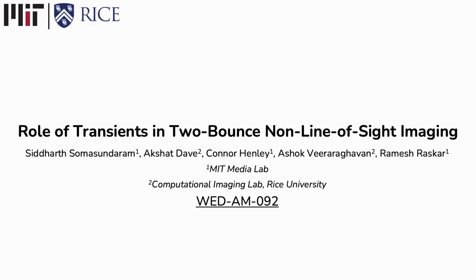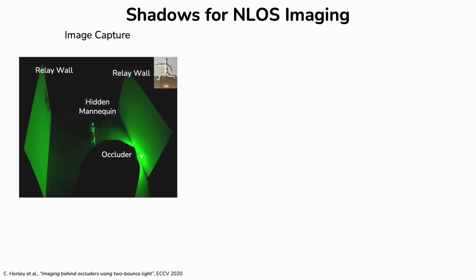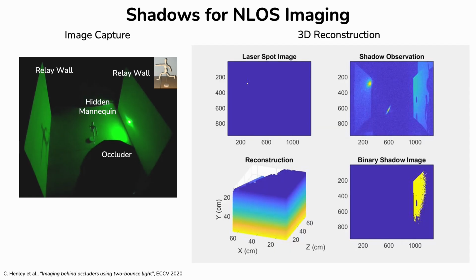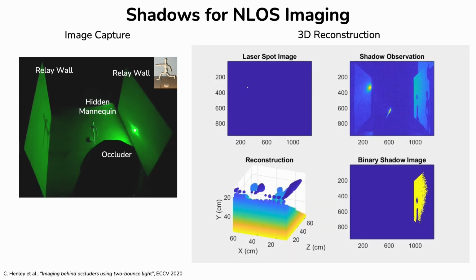In this work, we present the role of transients in two-bounce non-line-of-sight imaging. Prior works have shown that objects behind occluders can be imaged using its cast shadows. A laser spot illuminates a surface on one side of the object, and a camera measures the shadows on the other side. Using multiple shadow images, it is possible to reconstruct the shape of the hidden object using voxel carving.